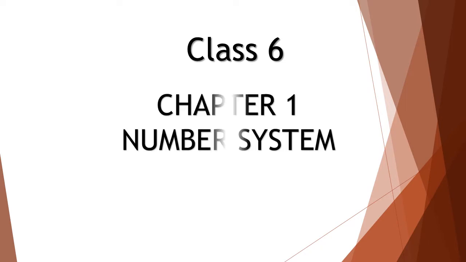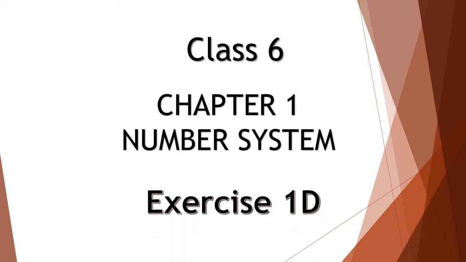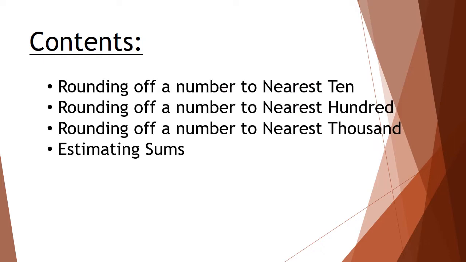Now we have our next exercise on the go, that is exercise 1D of chapter number 1, number system. In this exercise we have the contents: rounding of a number to nearest 10, rounding of a number to nearest 100, rounding of a number to nearest 1000, and estimating the sums.